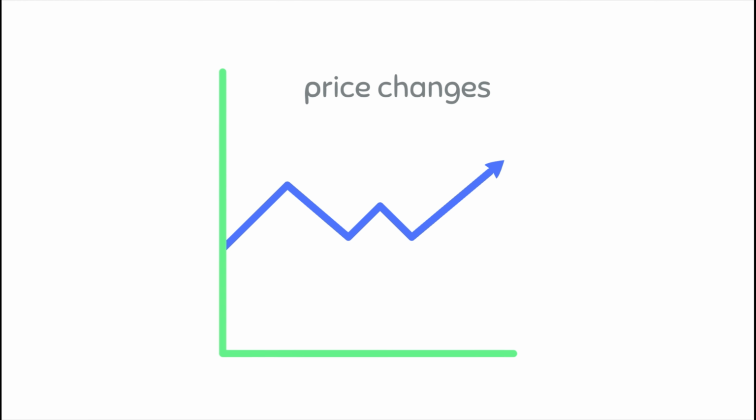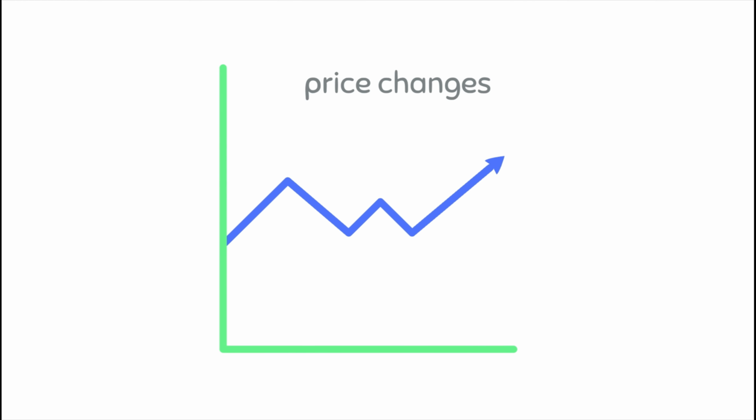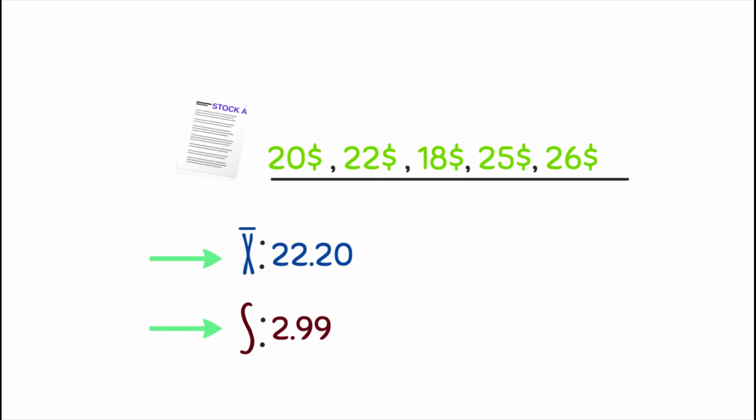We are tasked with calculating the coefficient of variation for the price changes of two stocks from Monday to Friday during our observation week and then comparing them. Let's begin with stock 1. The recorded closing prices for the stock are $20 on Monday, $22 on Tuesday, $18 on Wednesday, $25 on Thursday, and $26 on Friday. As we already know, we need the mean and the standard deviation to calculate the coefficient of variation. For the mean, we get 22.20, and the standard deviation is 2.99.